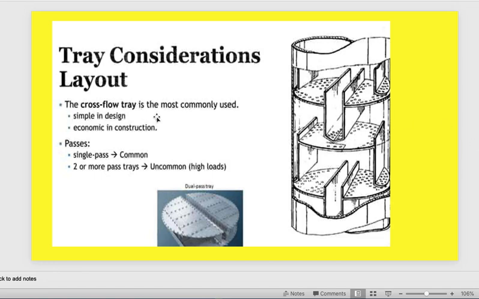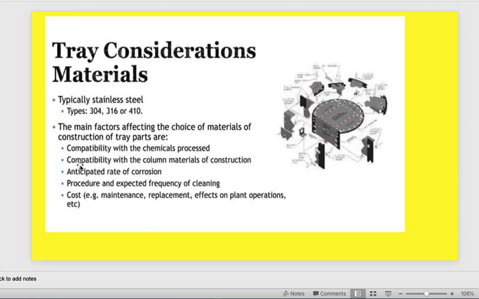Okay, the cross flow tray is the most commonly used, simple design and economic in construction. Okay, maybe two passes or one pass. Okay, the tray consideration, material for sure. Why the material? Because of corrosion. It's very famous in the refinery, in the gas plant. Many types you can find, like 304 or 316 or 410.